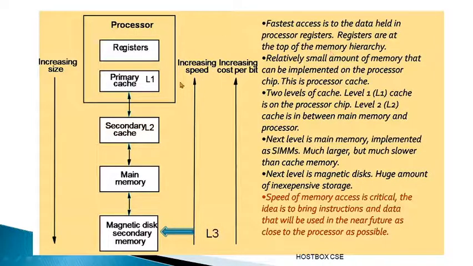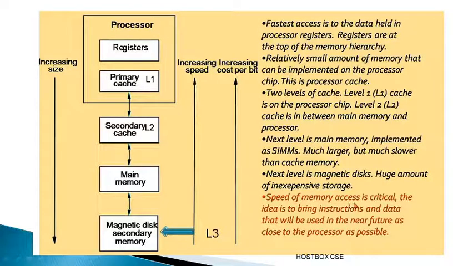Let's conclude the session with some points. The fastest access is to the data held in processor registers, and the registers are at the top of the memory hierarchy as in the diagram. It is a relatively small amount of memory that can be implemented on the processor chip. There are 2 levels of cache: the primary cache, level 1, is on the processor chip, and the level 2 cache is between the main memory and the processor. The next level is main memory, implemented as SIMMs, and the next level is the magnetic disk, a huge amount of inexpensive storage.